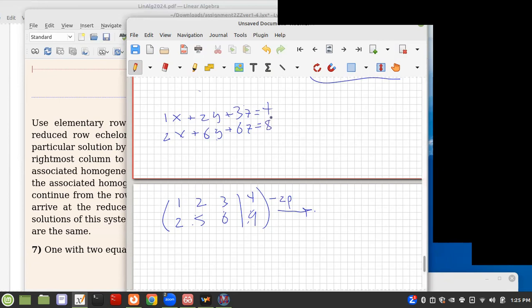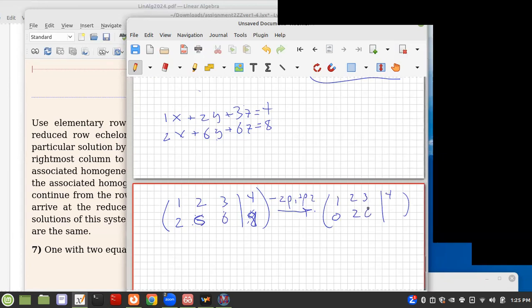Let's do 8 there. Okay. Yeah, okay, how about this? So this will be 6 and this will be 8. So we do minus 2 row 1 plus row 2 to give 1, 2, 3, 4, 0, 2, 2. 2 threes is 6, which gives 0, and 2 times 2 is 1, right?